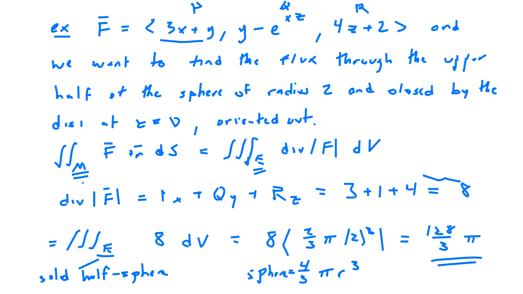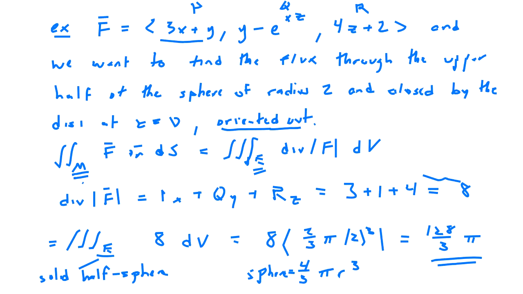So again, this part comes in because the divergence theorem works if we're looking at the orientation out of the surface. If it was oriented in, all we had to do is put a negative in front. So we could do this the long way.